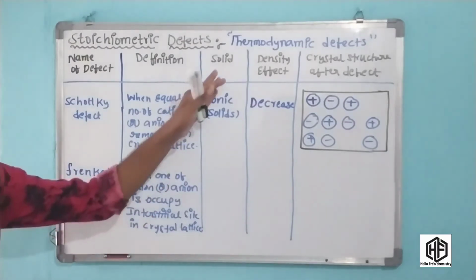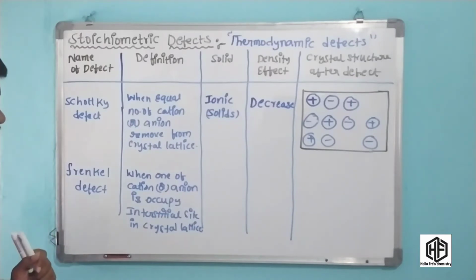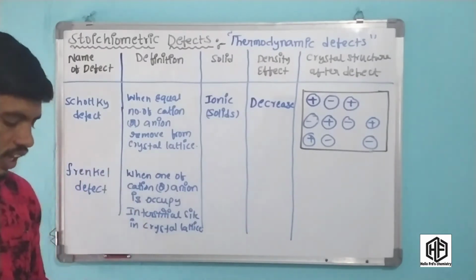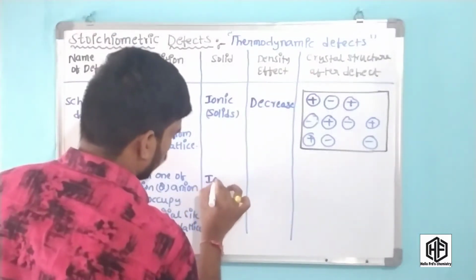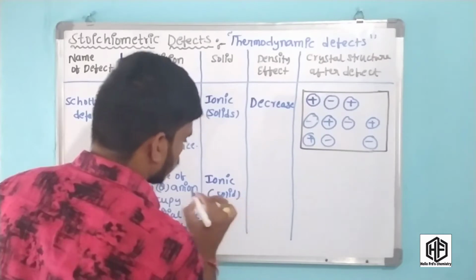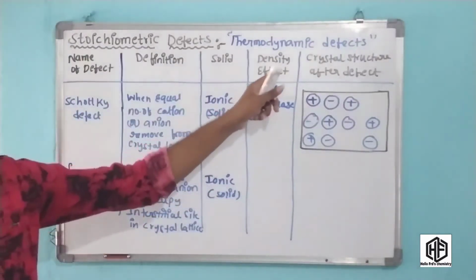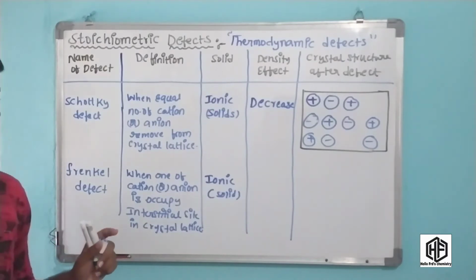What type of solids are involved in this kind of defect? Ionic solids show this kind of defect. Now, what about the density effect? The density effect of the Frenkel defect remains the same.